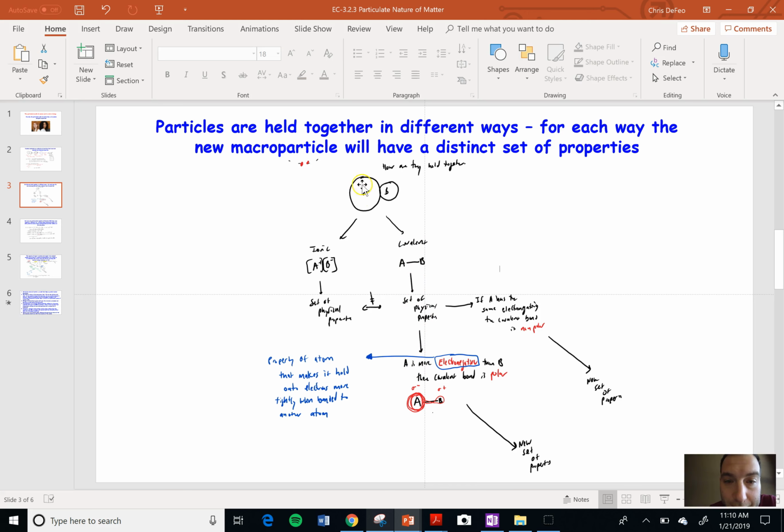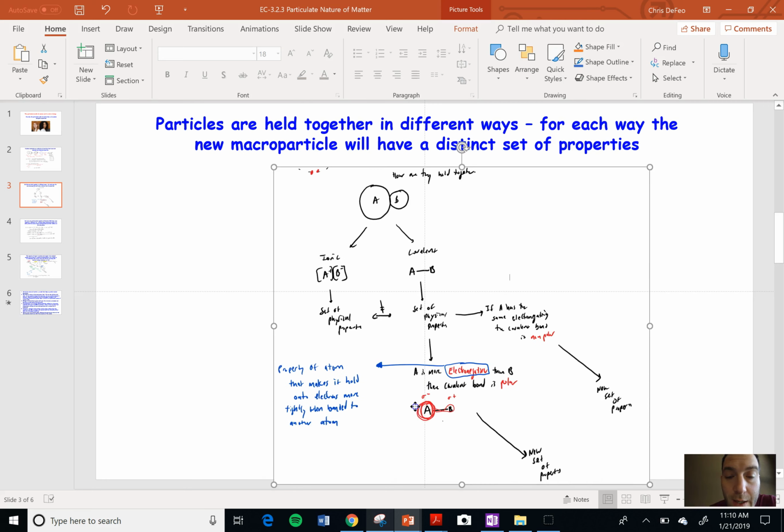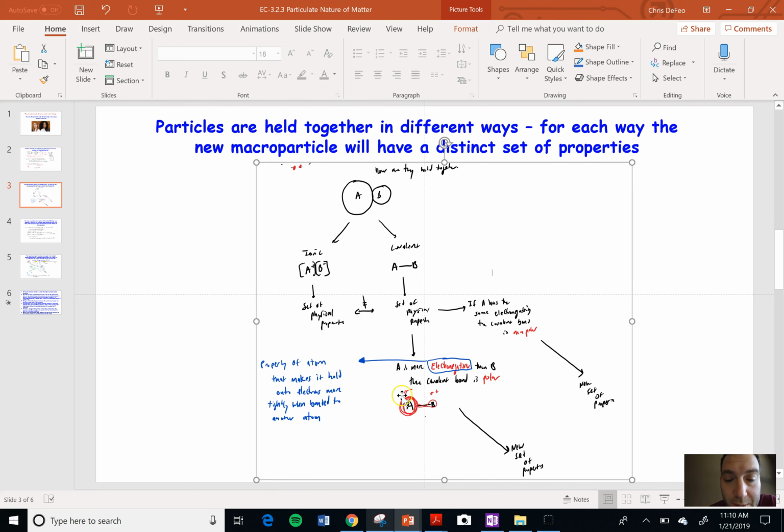If A is more electronegative than B, and electronegativity, of course, is the property of an atom that makes it hold onto electrons more tightly when bonded to another atom. The more electronegative you are, the more you're going to want to hold on to an electron in a covalent bond. And if you recall, we drew that as an electron going around A. In fact, that's what it does. The electron is shared, so it has to be moving between them. And the more it's around A, the more negative it is, the more partial negative it is.